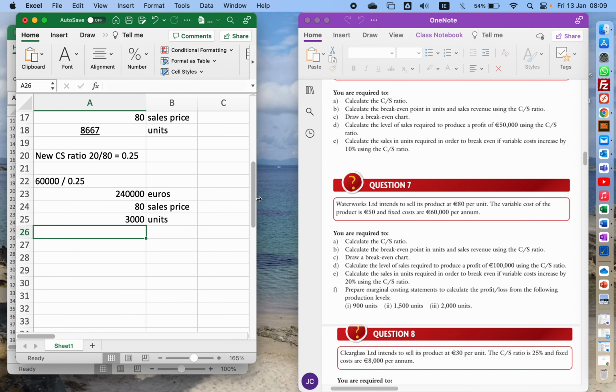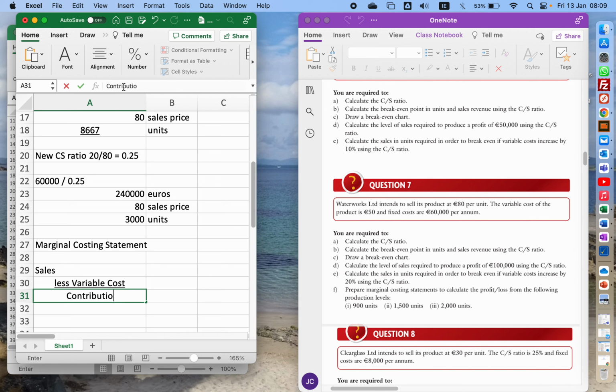So moving on to F. For F, I have to produce marginal costing statements. This is just a different way of working out profit. So we start off with sales. Take away our variable cost, and that will give us contribution. Then we take away fixed cost, and that gives us profit.